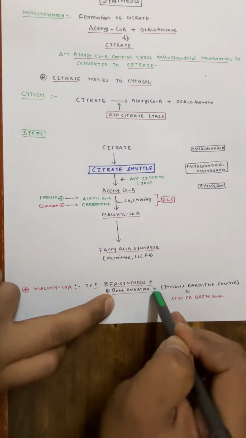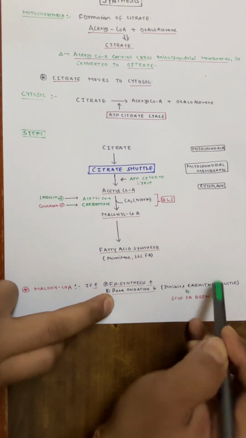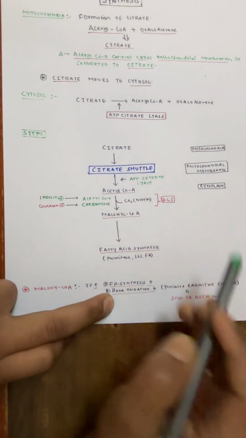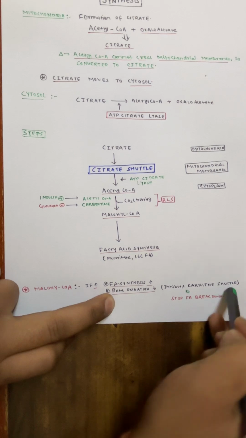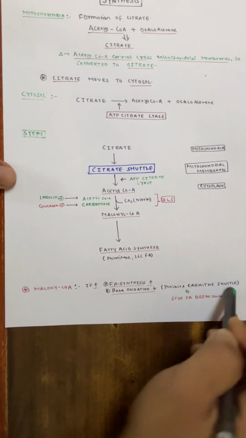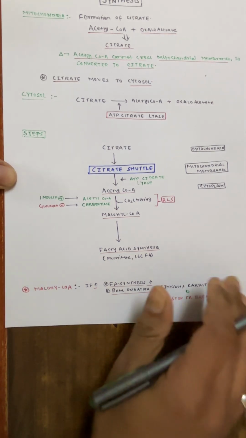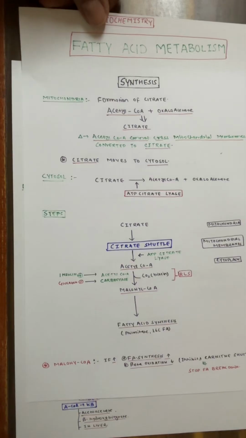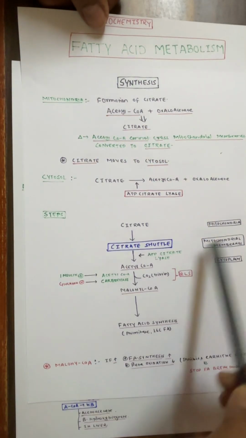Beta oxidation will decrease because malonyl coenzyme A inhibits the carnitine shuttle. Over here this is the citrate shuttle. We'll see in degradation about this carnitine shuttle. So fatty acid will not break down. We'll continue in the next part. So this is the synthesis part, right?